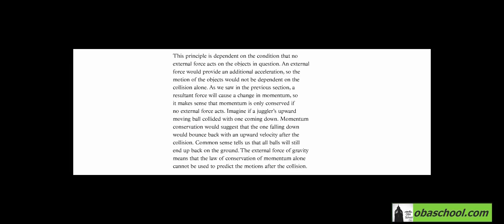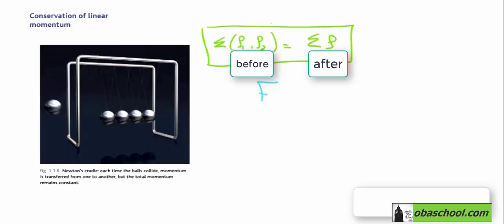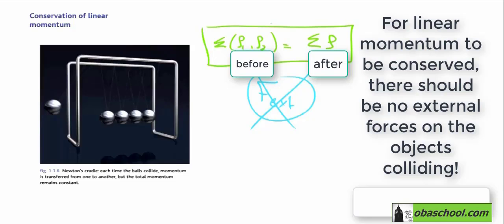The principle is dependent on the condition that no external force acts on the object in question. An external force would provide an additional acceleration to the motion of the object, independent of the collision alone, which means that forces directed toward both objects should not be present. There should be zero external force on these two bodies that are colliding, because if there were any external force, it would provide acceleration.